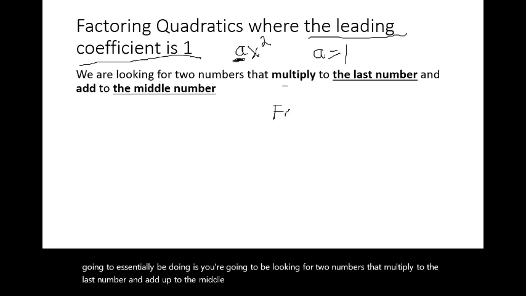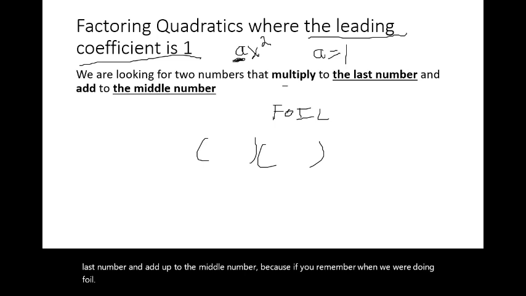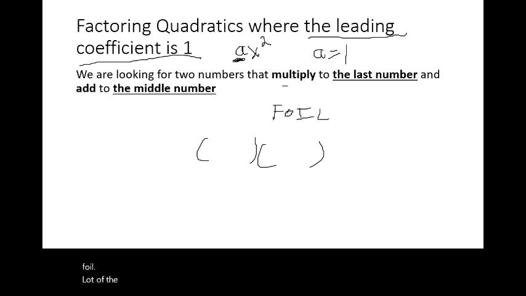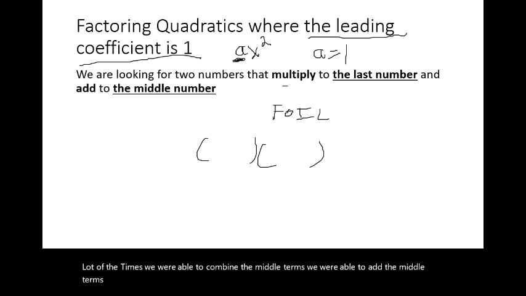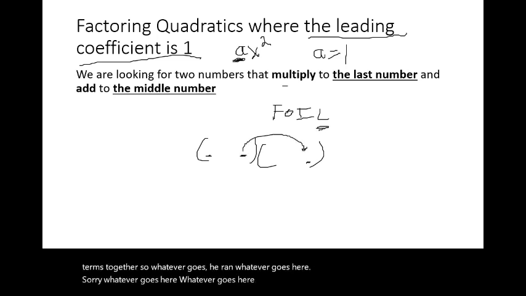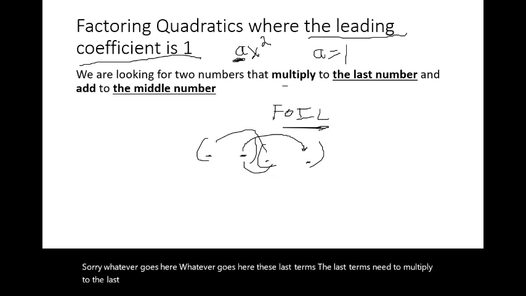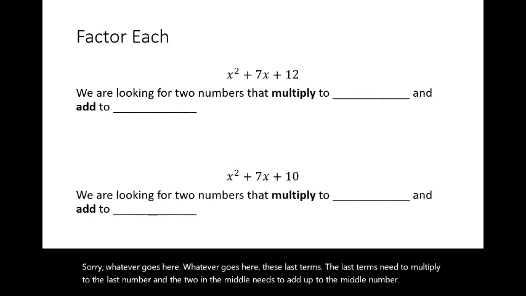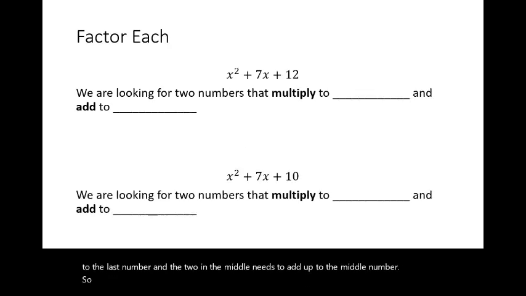Because if you remember when we were doing FOIL, a lot of the times we were able to combine the middle terms, we were able to add the middle terms together. So whatever goes here and whatever goes here, these last terms need to multiply to the last number, and the two in the middle need to add up to the middle number. So factoring is going to basically be foiling backwards.